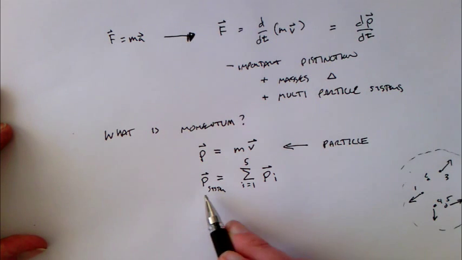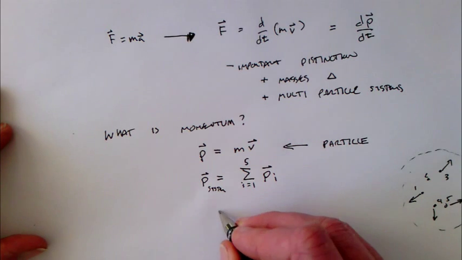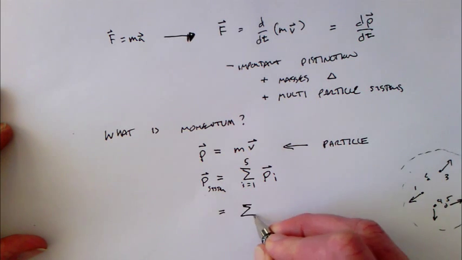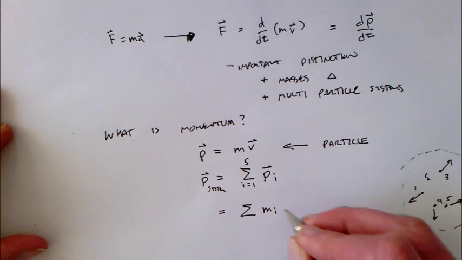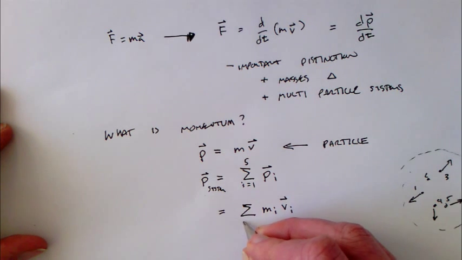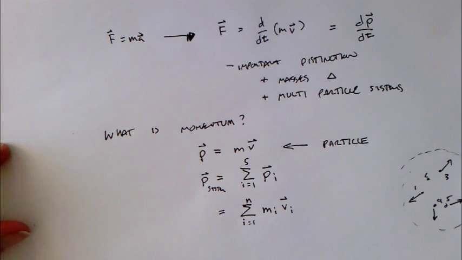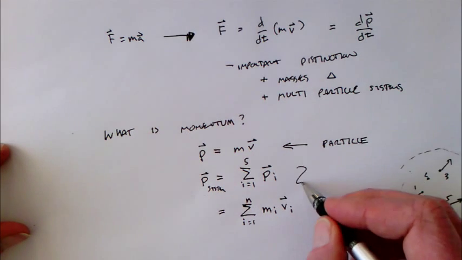The total momentum of the system is the sum of the momenta of each particle inside the system, and of course I could write that out more explicitly as the mass of the ith particle times the velocity of the ith particle, summing from i equals 1 to 5 in this case, or in general, if there are n particles in the system, summing from 1 to n. So that's how we talk about momentum for a system of particles.